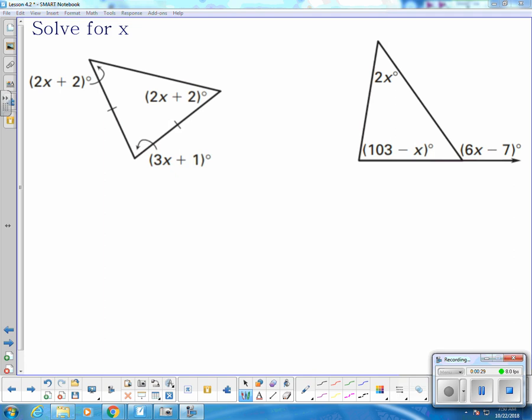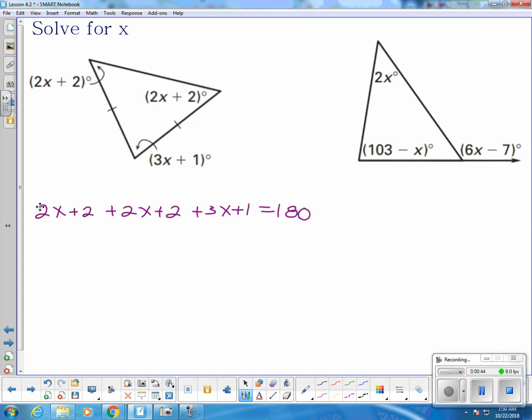What do all three angles add up to in a triangle, Lauren? 180. So we're going to take 2x plus 2 plus 2x plus 2 plus 3x plus 1 and set it equal to 180. Okay, that's our equation. If you add up all your x's, you have 2x plus 2x is 4x plus another 3x is 7x.